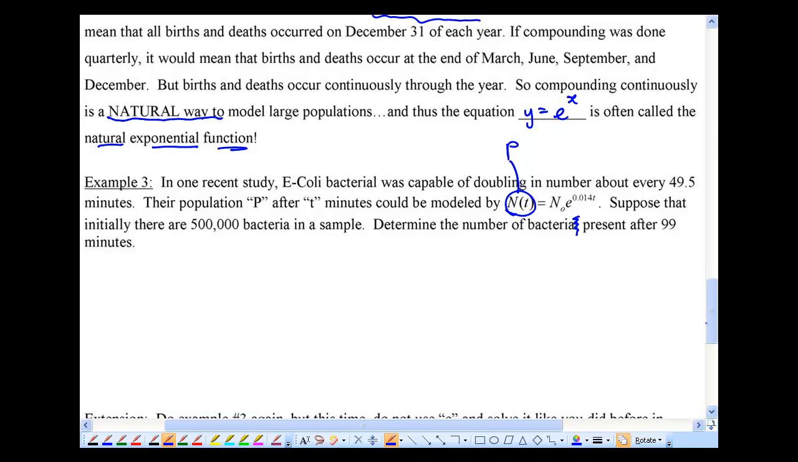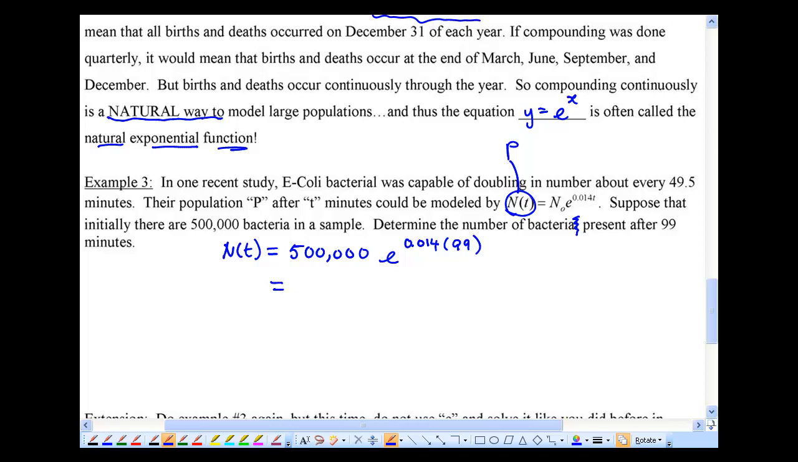So if I use that formula, N of t, which equals the population, I'll take N sub 0, which would be 500,000, and times it by e to the power 0.014. So this is my compounding or continuous growth, continuously growing at a rate of, not 1.4 seconds, 1.4%, I guess. And raise this to the power of t, and t is just 99 minutes. So we'll plug this in, we'll see what we get.